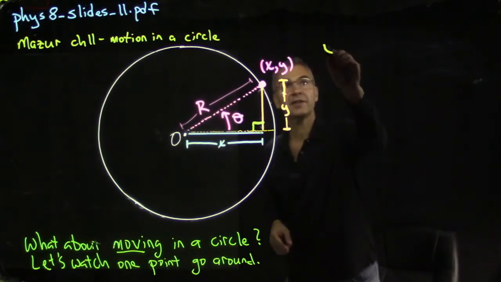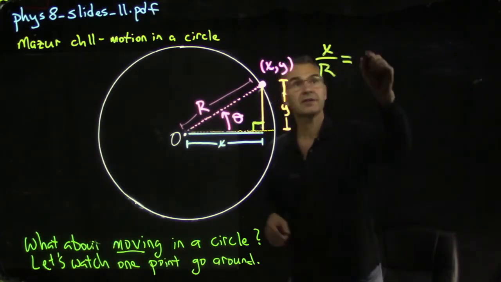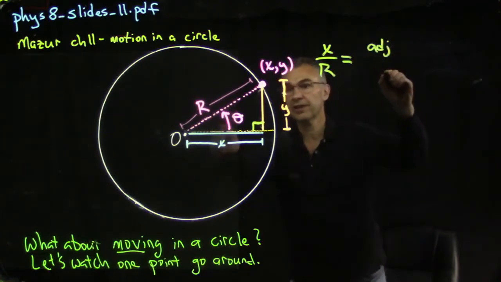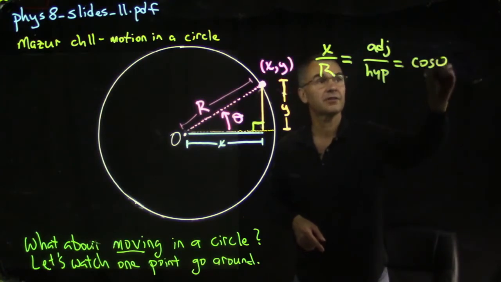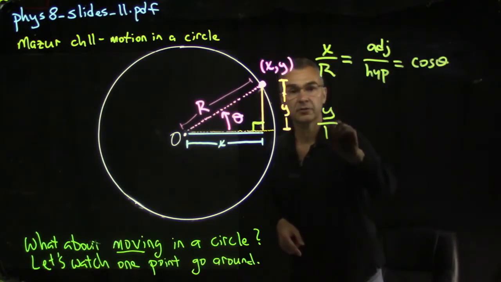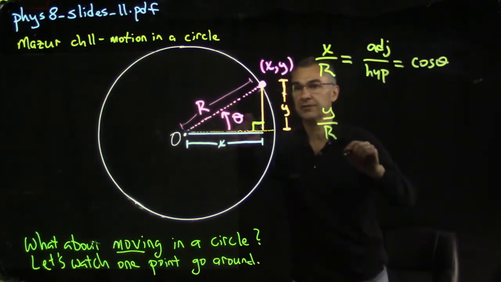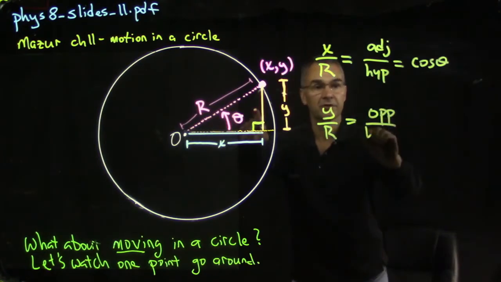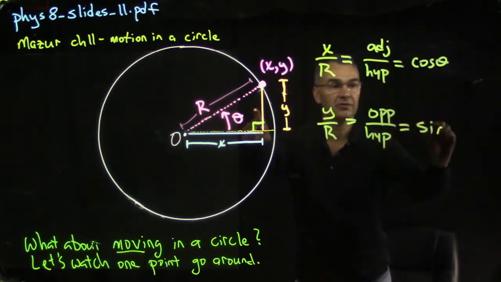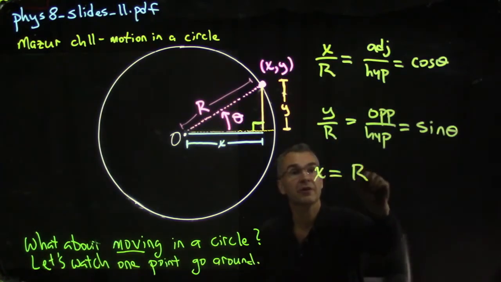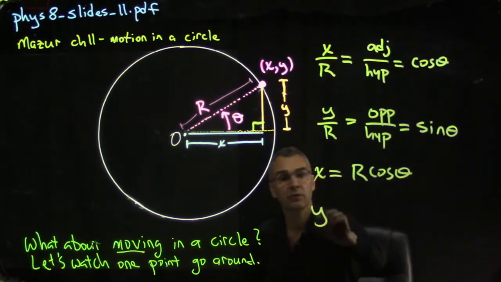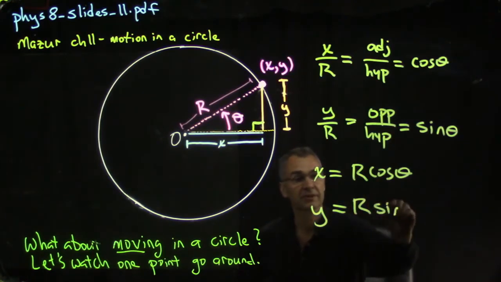So we can see that x over r is adjacent over hypotenuse for this angle theta, which is cosine theta, and y over r, so for this angle theta, is opposite over hypotenuse, which is sine theta. That gives us x equals r cosine theta, y equals r sine theta.